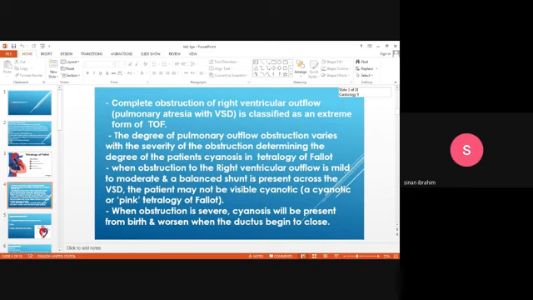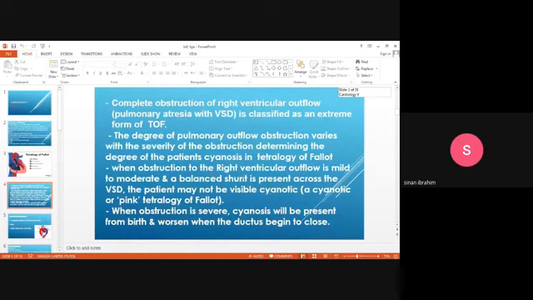The degree of pulmonary outflow varies with the severity of the obstruction, determining the degree of patient cyanosis in tetralogy of Fallot. This is obvious, as we know. If the obstruction is more severe, the cyanosis will be earlier, and the patient will present earlier in life.